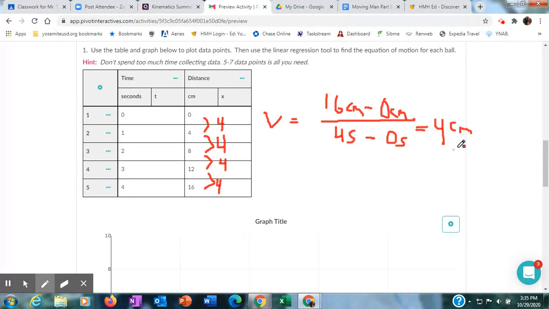centimeters per second, right? And I mean, we didn't really have to do this mathematically. We could have just seen that it was increasing by 4 each time. I just wanted to show you that these two are pretty much equal. All right, so we could see that this velocity equation checks out. So I know that it has a velocity of 4 centimeters per second.